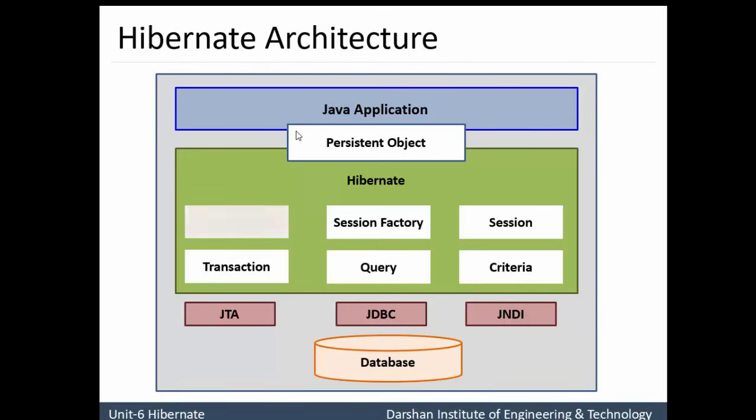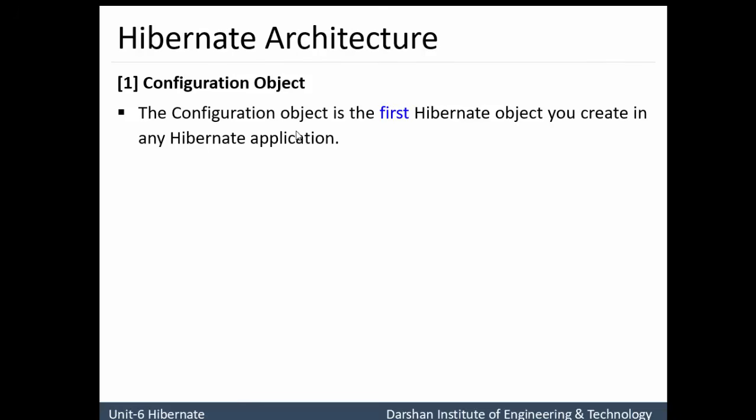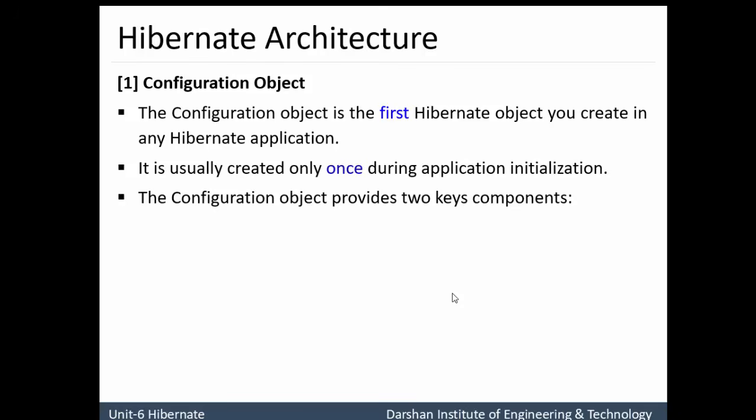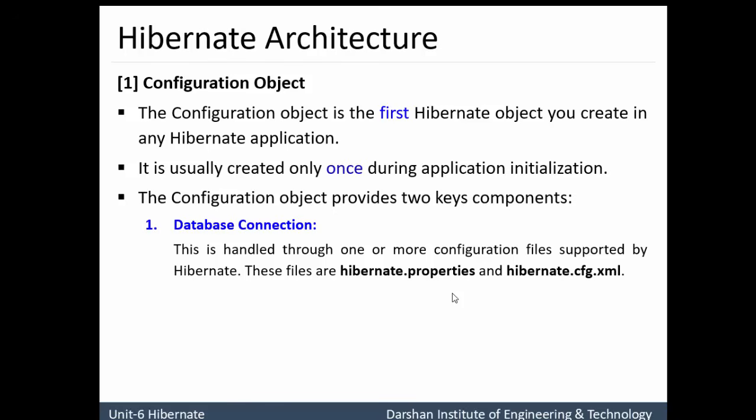First is Configuration. Now here the Configuration object is the first Hibernate object that we create in a Hibernate application. So whenever we start implementation of a Hibernate application, the first object to be created is the Configuration object. It is usually created only once during application initialization. The Configuration object provides 2 components. Component number 1, database connection. Database connection is handled through one or more configuration files supported by Hibernate.